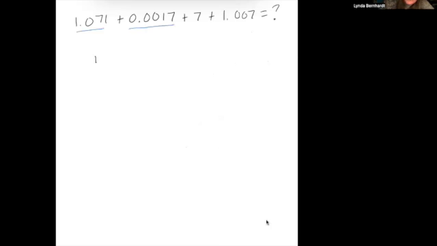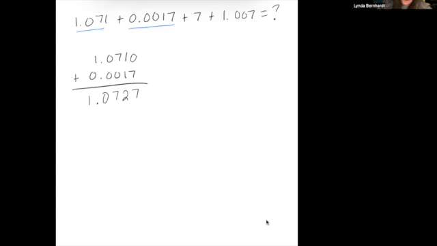I'm going to say 1.071 plus 0.0017. Okay. Aha, doesn't quite match. So I am going to add a 0 there to make them the same. So now 0 plus 7 equals 7. 1 plus 1 equals 2. 7 plus 0 equals 7. 0 plus 0, 0. Put my decimal, 1 plus 0 equals 1.